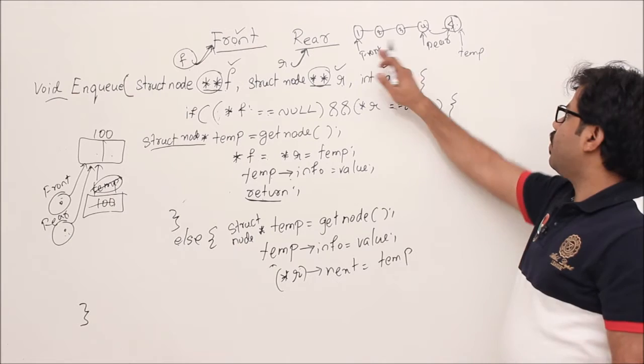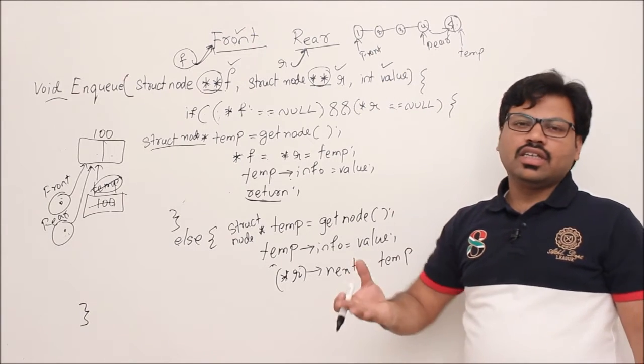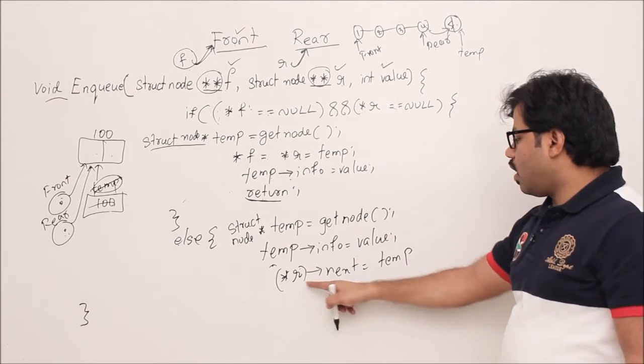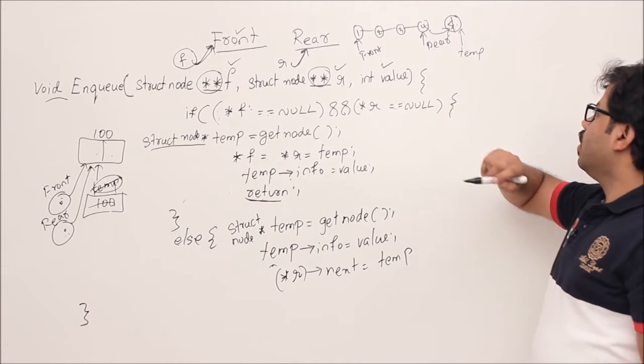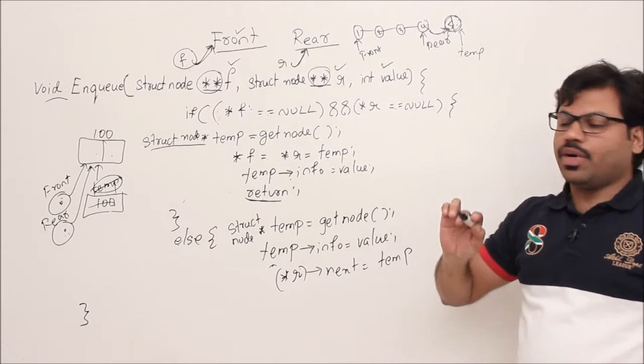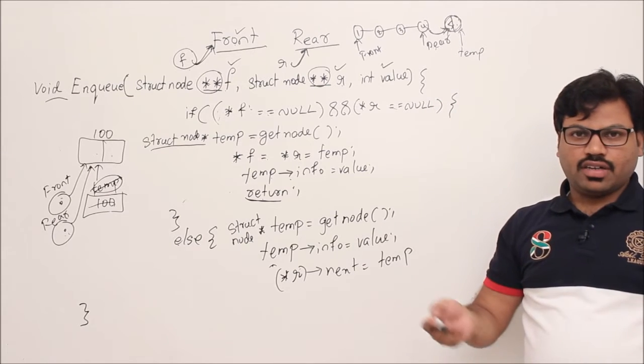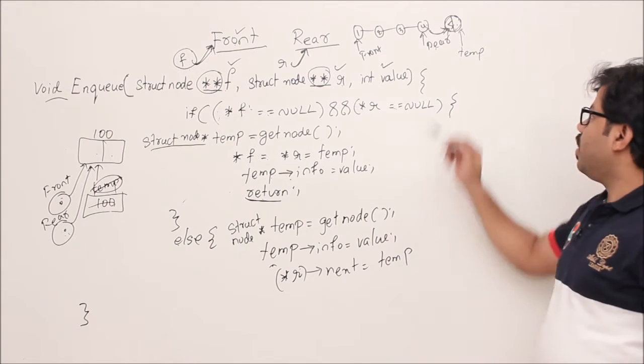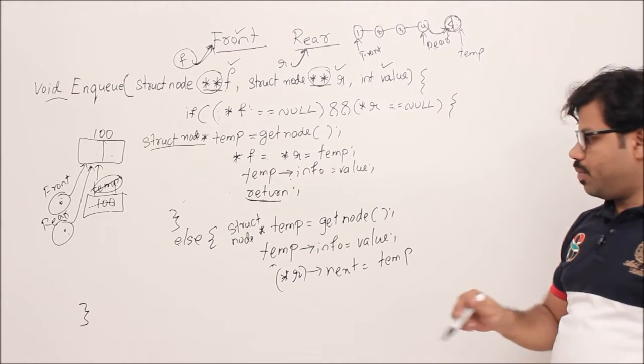First you write with front and rear, after that you replace with *f and *r. So (*r)->next equal to temp. But still what happened is, the new node is linked, but rear is not updated. That should be the final step. Let me update rear to temp, correct?